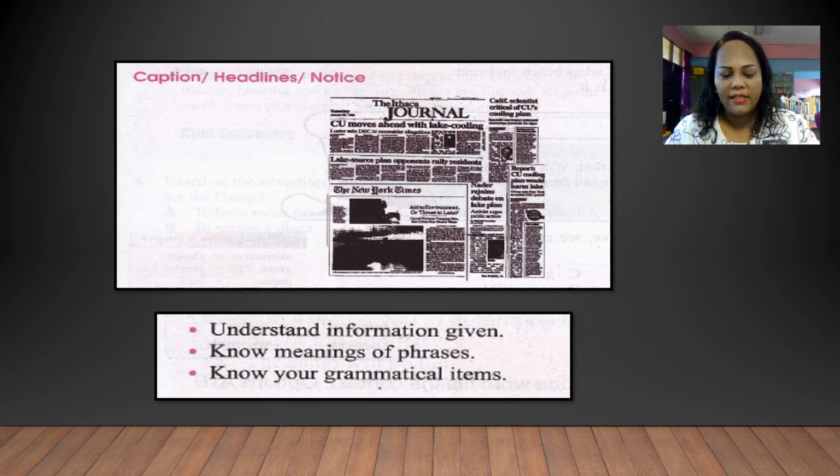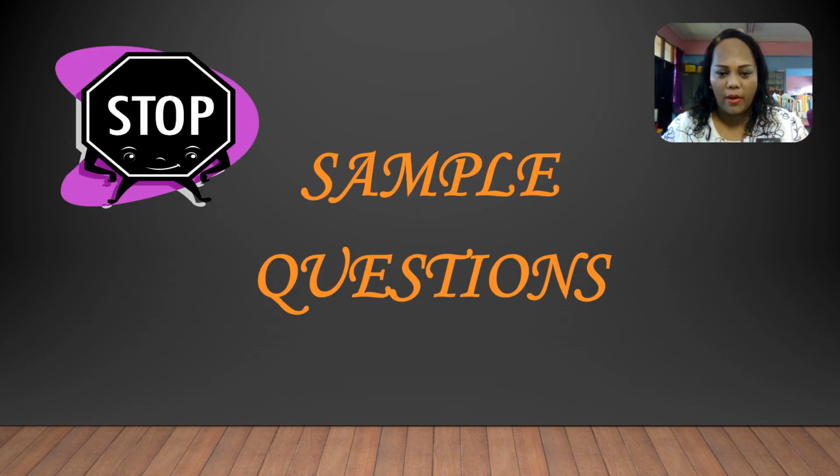The next stimulus is caption, headlines or notice. This is something similar like a newspaper report, but they may not be so much to read. Okay, so you have to understand the information given, know the meaning of phrases, know your grammatical items, look at the headlines, which may include different kinds of fonts, and then choose your answer. Now let's look at some sample questions that may help you to understand how to answer section A better.